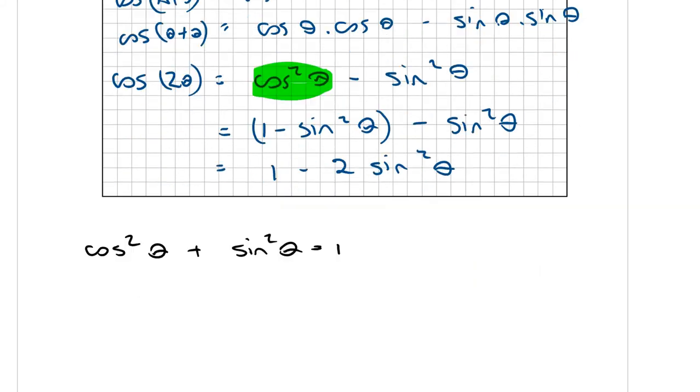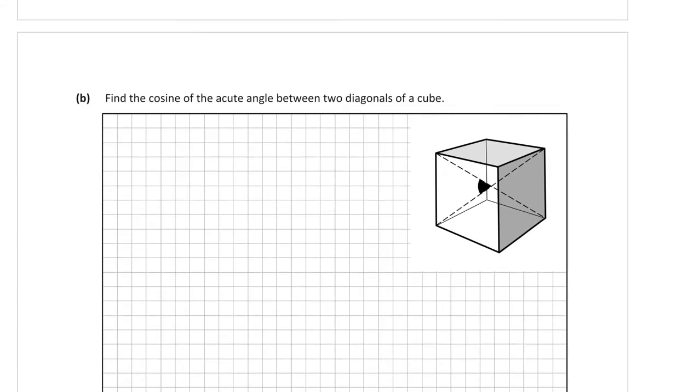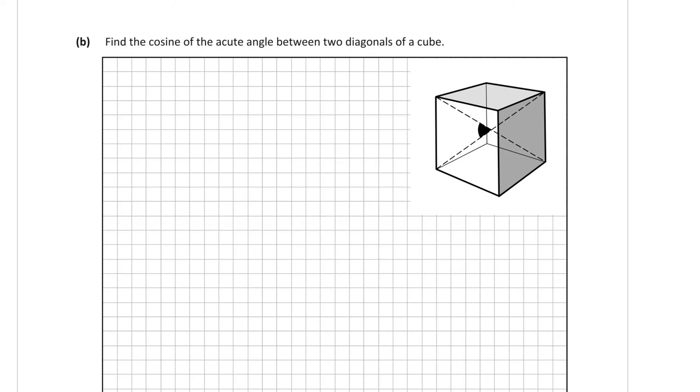In the next question, find the cosine of the acute angle between two diagonals of a cube. It's a cube, so we know that all the sides are the same. So let's give that an identity. We'll call that x. We know that the length, the width, and the height are all x.